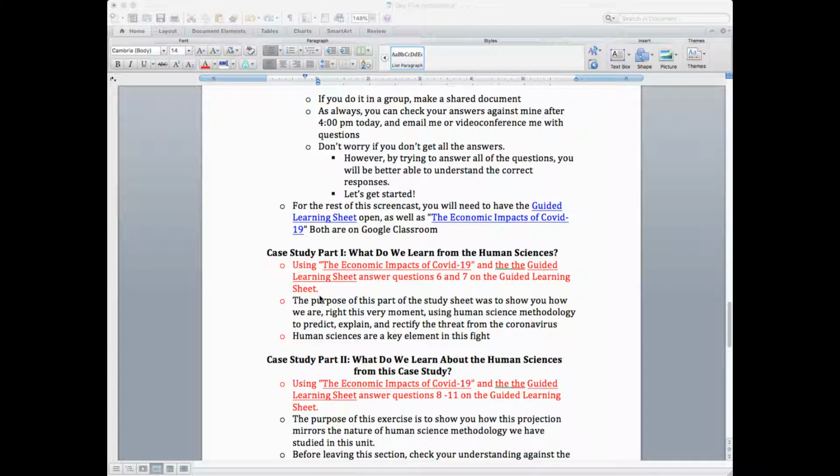Okay, we're back, and we're going to orally review questions 6 and 7. Remember, the purpose of this section is to examine the type of knowledge produced in the human studies using this as an example. So the first part of this deals with the charts on page 2. Again, like any science model, a human science model seeks to describe, explain, and predict the outcomes.